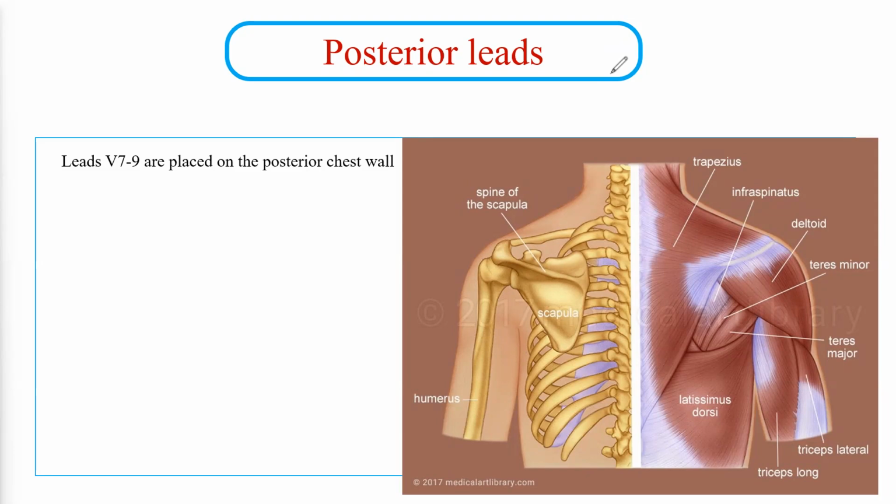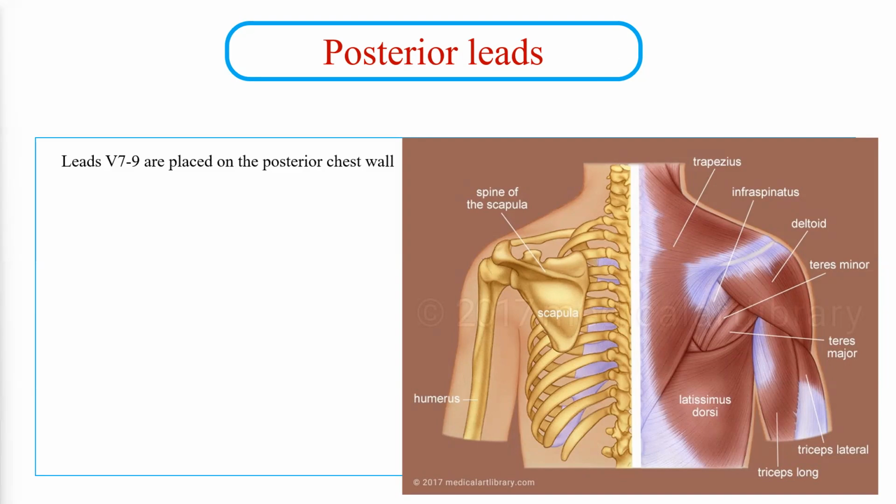This is really very helpful when the patient is presenting with chest pain and the ECG shows the anterior leads with ST segment depression, and you are not sure if this is STEMI or non-STEMI. So you place the leads V7, 8, and 9 on the posterior chest wall on the left side to detect any ST segment elevation.